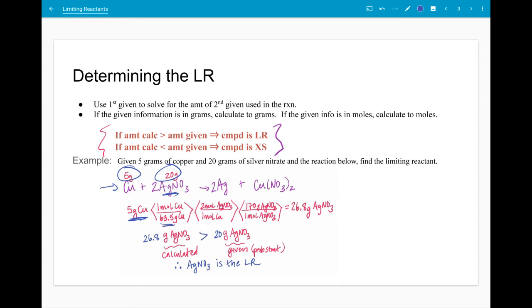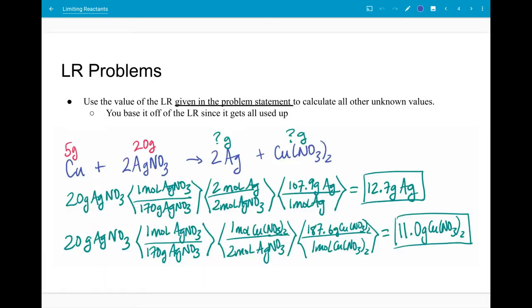Again, these masses here, those are your molar masses from the periodic table, and I found it to be 26.8 grams of silver nitrate. So this is my calculated amount of AgNO3, and in the problem statement, there was 20 available. Well, I don't have enough to react 5 grams of copper totally. I only have 20 grams. That means that silver nitrate is, in fact, my limiting reactant.